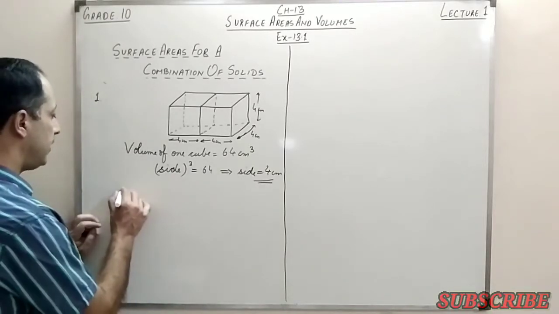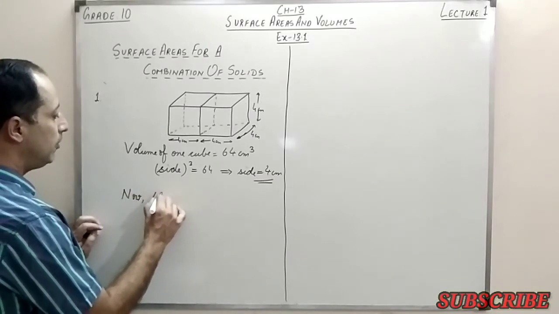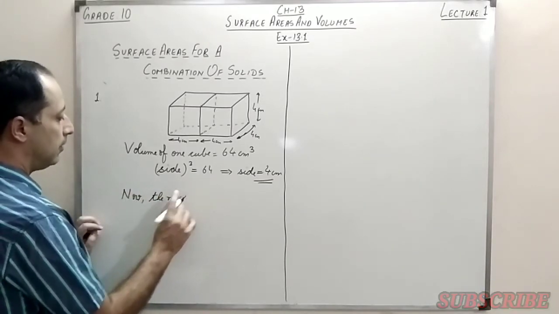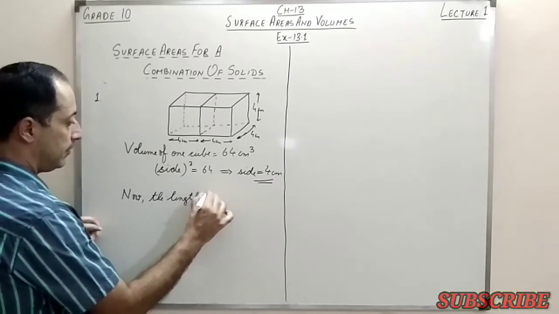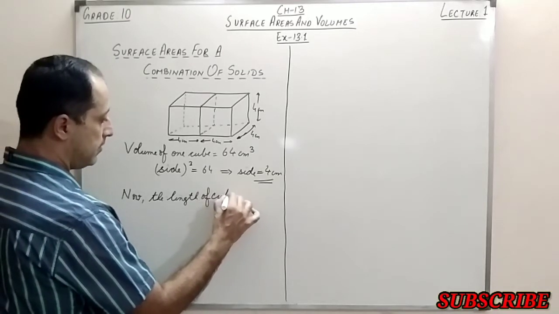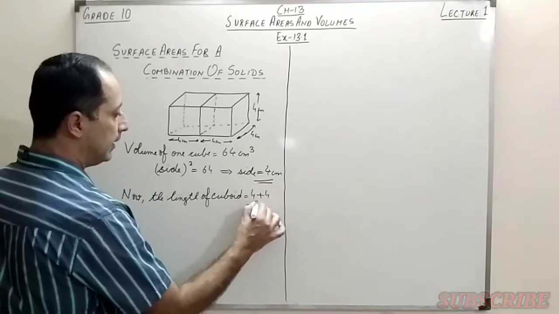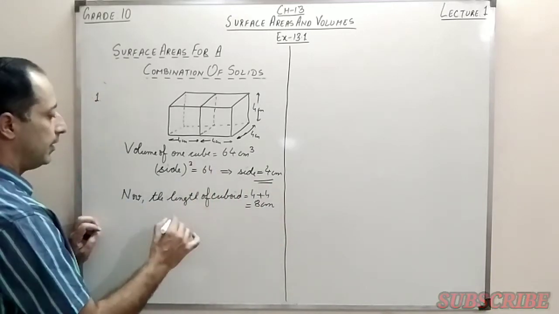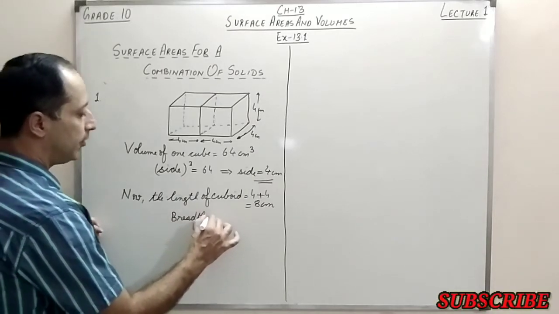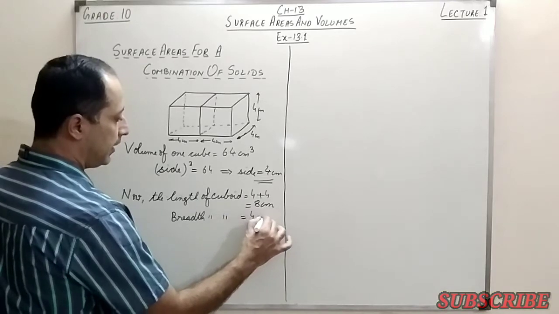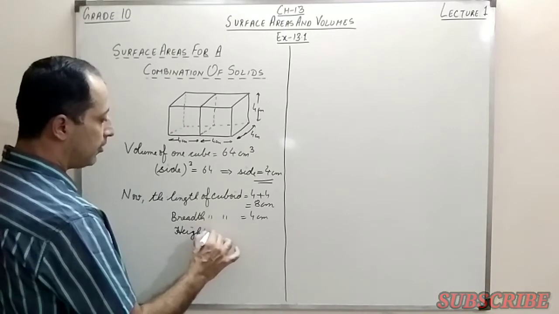So we say, let now the new length, or just say the length of the cuboid, is equal to 4 plus 4, that comes out to be 8 centimeter. And the breadth remains the same, that of the original cube, that is 4 centimeter. And even the height also remains the same, that of the original cube.